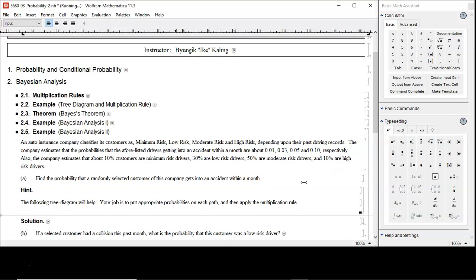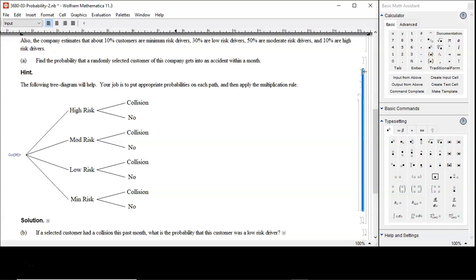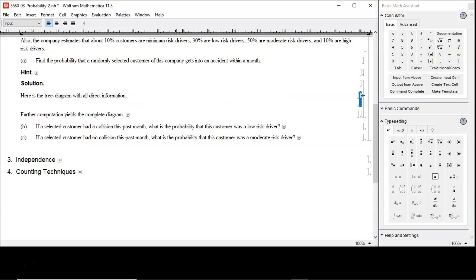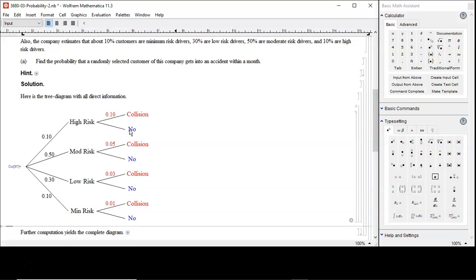So, here we have this tree diagram. So either going to this path, high risk collision, moderate risk collision, or low risk collision, minimum risk collision, one way or other, we're going to get collision. Right? So, let's put all those numbers in. These are given here. 10%, 50%, 30%, 10%, all right. And then for collision, 10%, 5%, 3%, 1%, all right. And then this problem is all about getting into an accident, so let's not bother with no collision case.